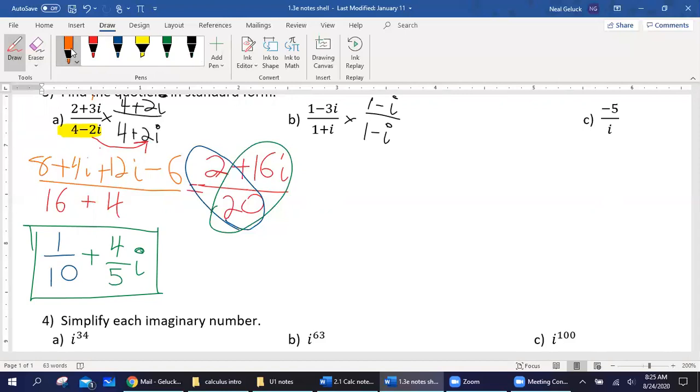So across the top, again, that's regular FOIL. You'd end up with 1 minus i minus 3i. Again, be careful on doing the last. You'd have positive 3i squared, but that becomes minus 3.